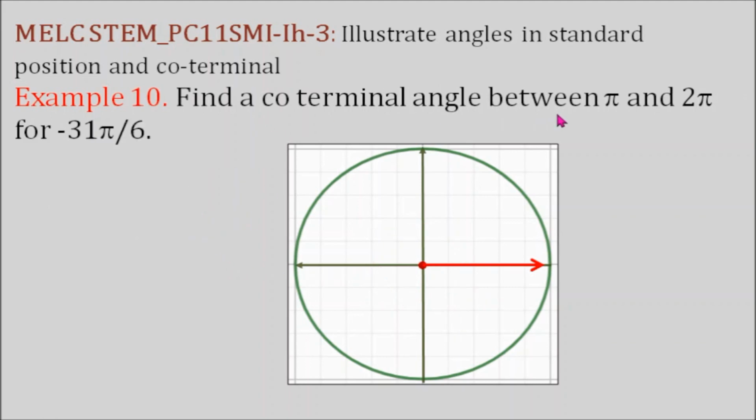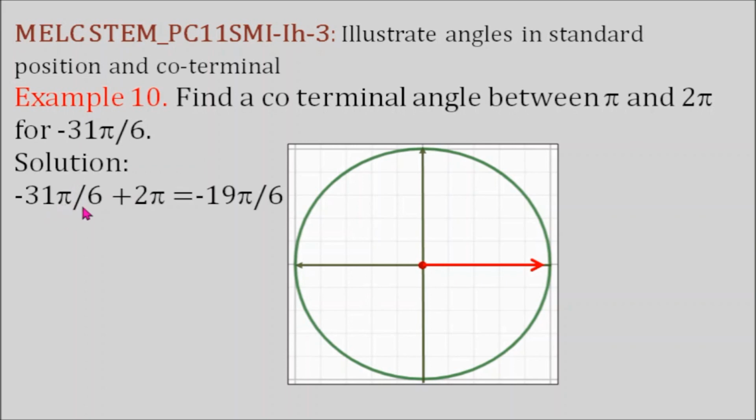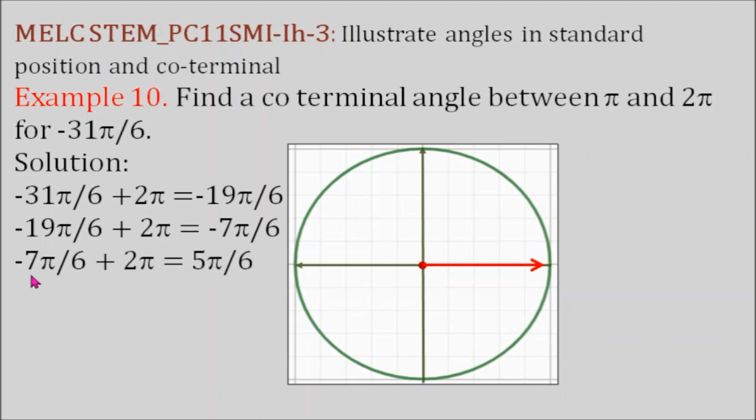Example number 10. Find a coterminal angle between pi and 2 pi for negative 31 pi over 6. This is negative, so we are going to add 2 pi. Negative 31 pi over 6 plus 2 pi equals negative 19 pi over 6. Again, it's still negative, so we add 2 pi again. Negative 19 pi over 6 plus 2 pi equals negative 7 pi over 6. It is still negative. We add 2 pi again, so negative 7 pi over 6 plus 2 pi is equal to 5 pi over 6.